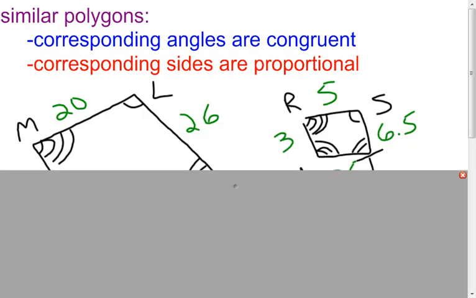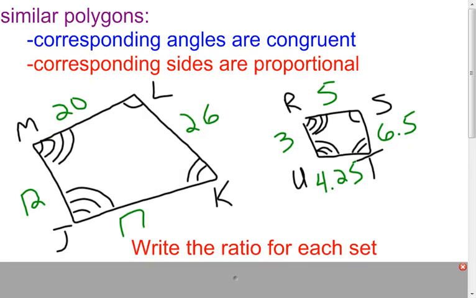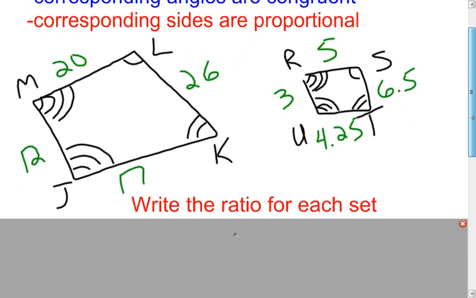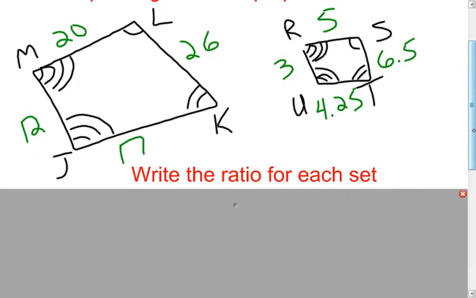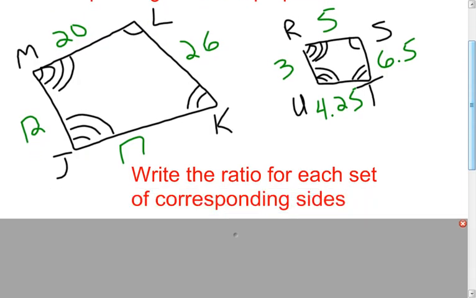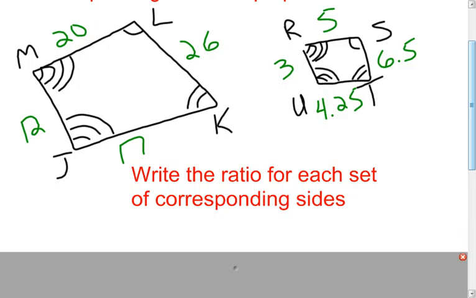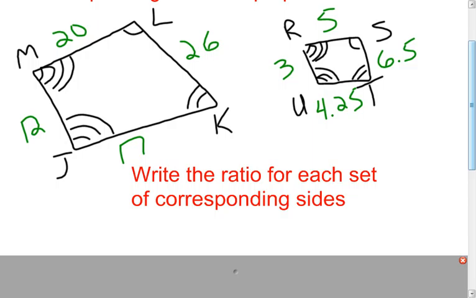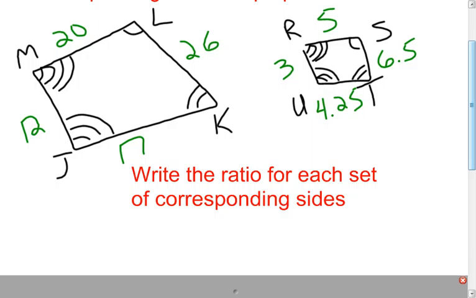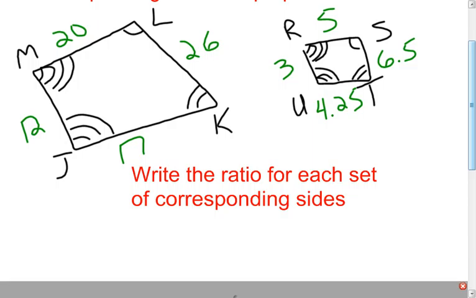Now, I'm going to take a look at two polygons here. Basically what I'm doing is going through and doing the check: are these two polygons similar? The first thing I'm going to do is check the sides to see if the sides are proportional. So I'm going to start off by writing ratios for each side. Just start here with my larger quadrilateral. I'm going to work with segment ML, so I'm going to look at the length of segment ML over. Now I have to match that up.